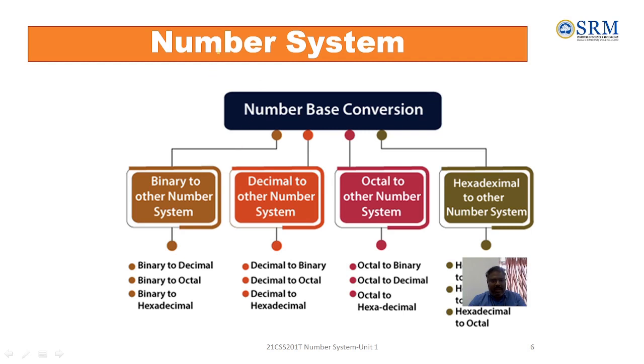Finally, now we have entered into number systems. In the number system we are going to discuss number base conversions. In number base conversion there are four types: binary to other number systems, decimal to other number systems, octal to other number systems, and hexadecimal to other number systems. So we have binary to decimal, binary to octal, binary to hexadecimal, decimal to binary, decimal to octal, decimal to hexadecimal, octal to binary, octal to decimal, octal to hexadecimal, and finally hexadecimal to binary, hexadecimal to decimal, and hexadecimal to octal.